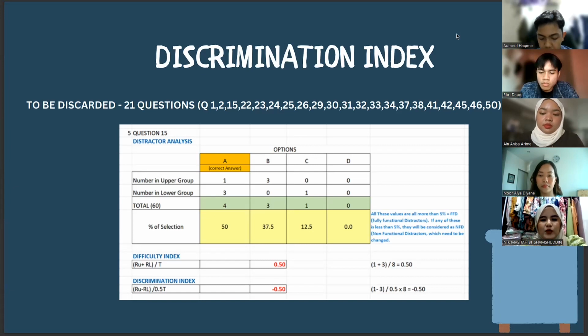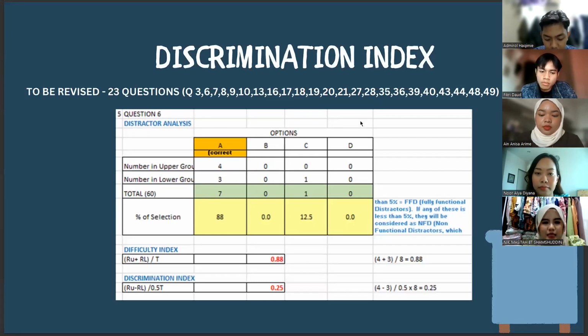For the discrimination index, we take 3 levels based on the Hopkins and Glass index table. Before that, as I mentioned before, we take 4 samples from the upper group and 4 samples from the lower group. Firstly, there are 21 questions that have to be discarded. For example, question number 15, the discrimination index for this question is negative 0.50. This question needs to be discarded because it is too difficult, which is below 0.14. Next slide, please.